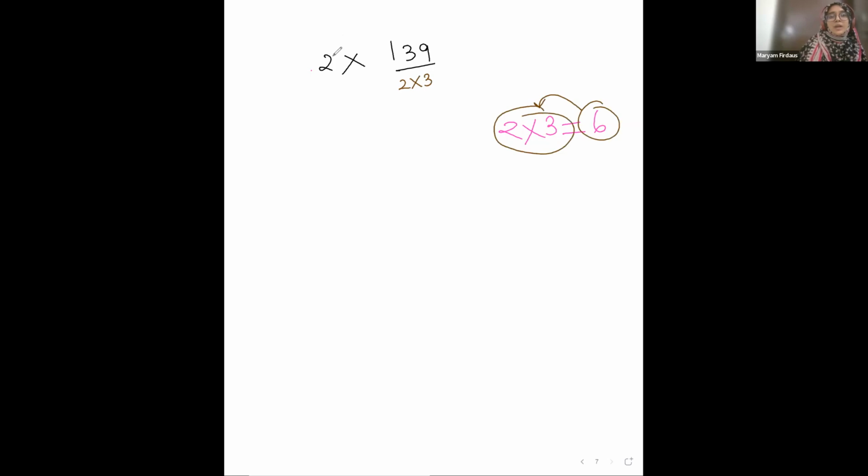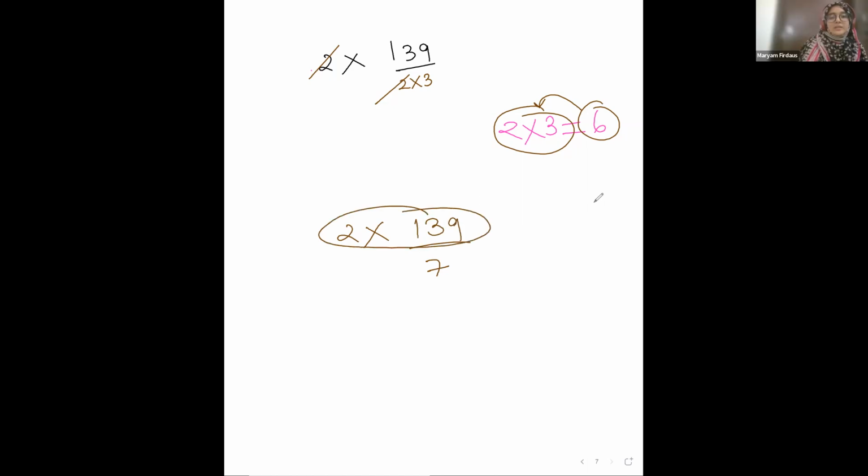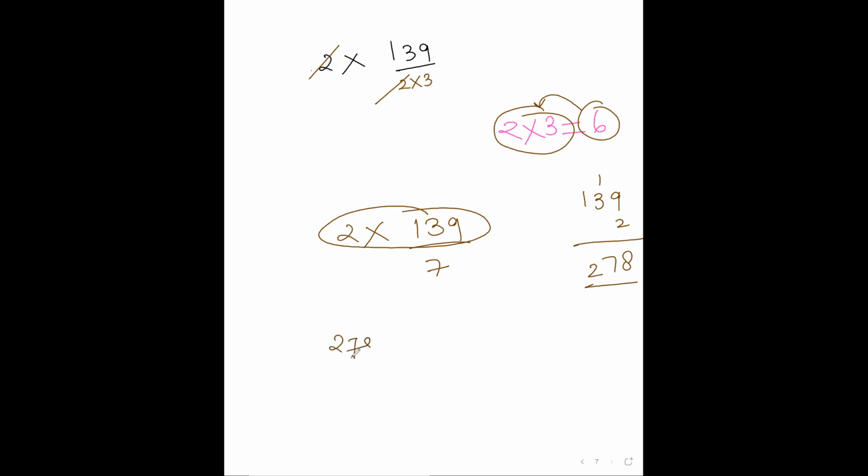That's why I just rewrote it as 2 into 3. So this 2 and this, what? What if it was 7 instead of 6? Then you can't cancel it because you don't have anything in common. So how will we find the perimeter? Okay, fine. Let's say it was 2 into 139 by 7. Then you will just multiply the numerators because that's what we have to do. The numerators get multiplied. Okay, so the answer will be 278 by 7.